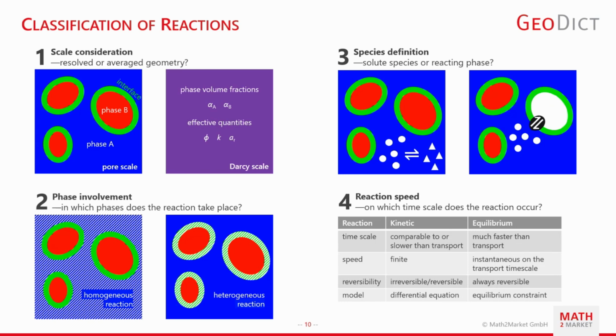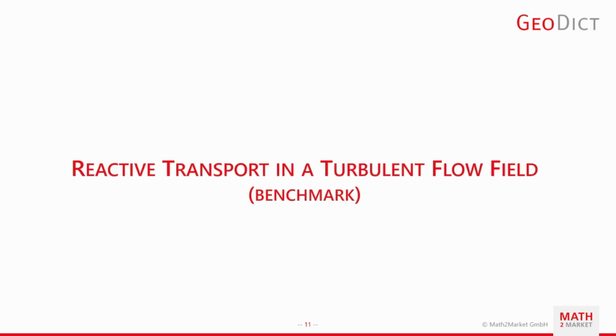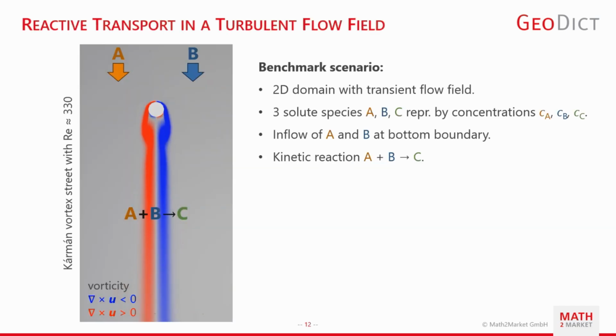And mathematically, the kinetic reactions are represented by an ODE, an ordinary differential equation, which then has to be merged into the partial differential equation for transport, while the equilibrium reactions are represented by linear algebra relationships. So basically, for every equilibrium reaction, you can kick one species out of your problem. So it's easier to deal with the equilibrium reactions. Today I would like to show you two very brief benchmarks. The first benchmark deals with a homogeneous reaction inside a fluid phase, and the second benchmark deals with a heterogeneous reaction, however, on the Darcy scale.